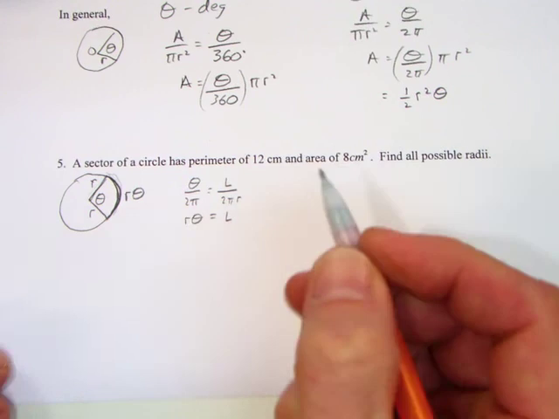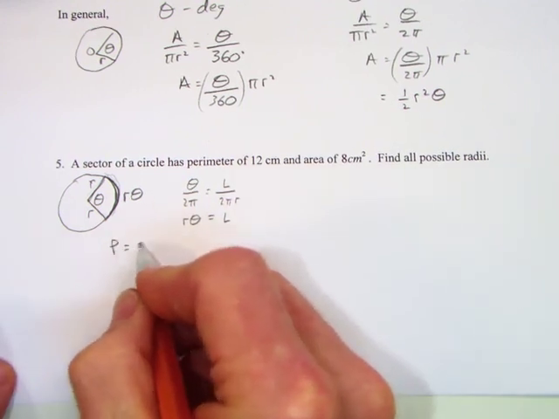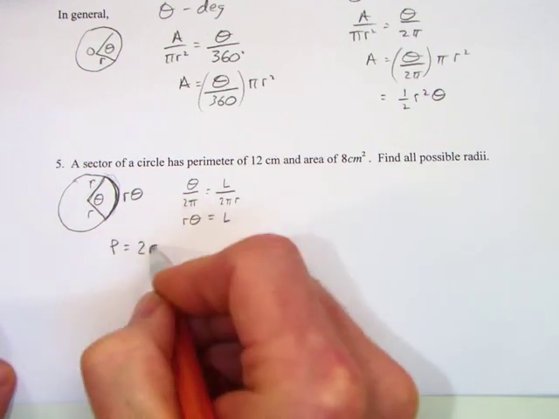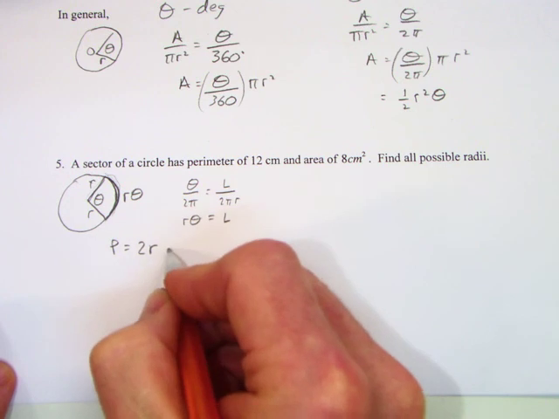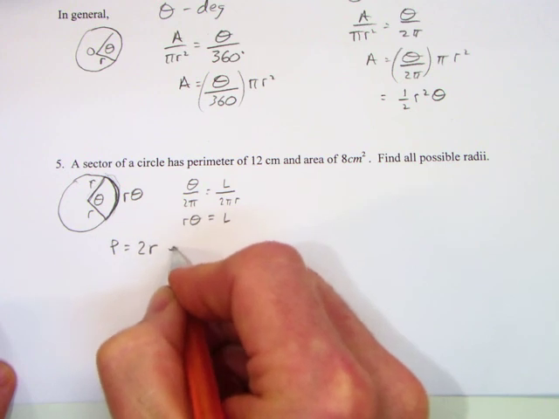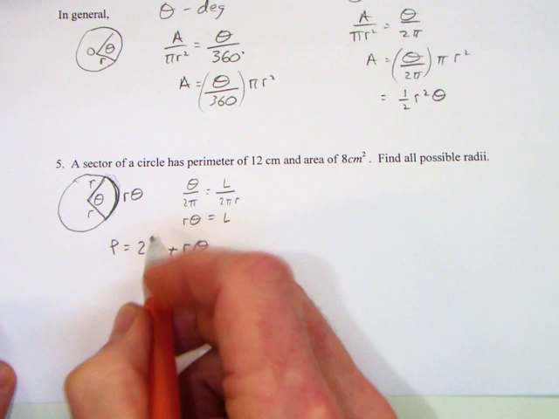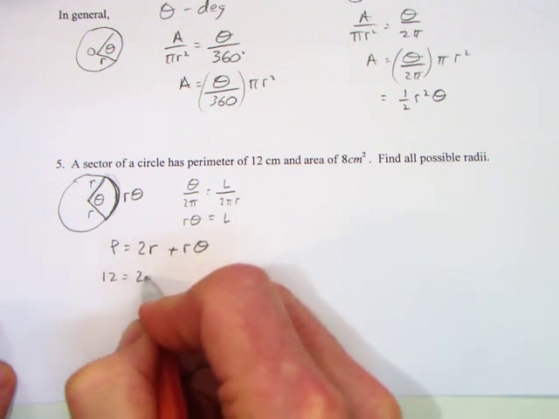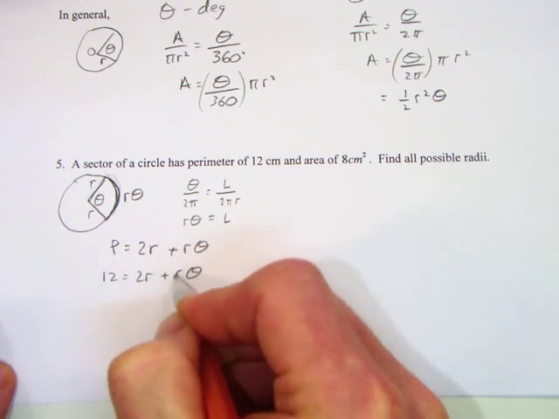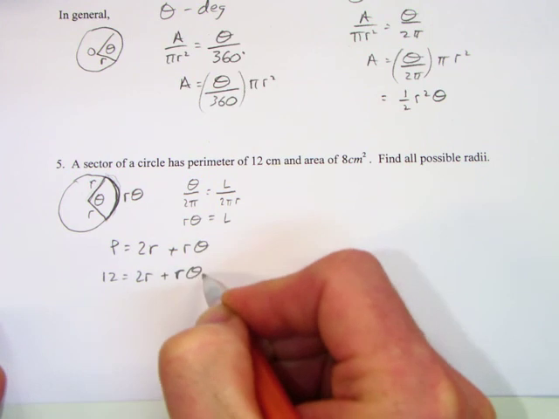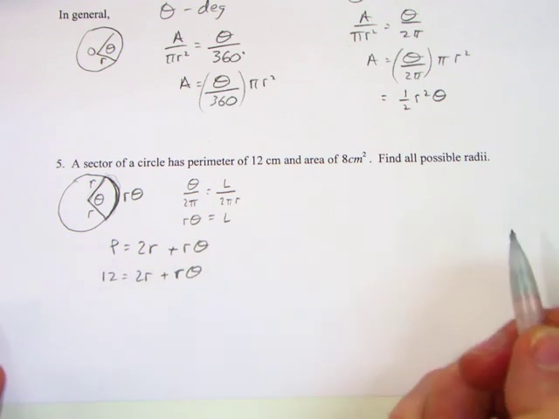So this length there is r theta, which says our perimeter of this sector, actually of any sector like this, would be 2r plus r theta. And we know our perimeter is 12. So we have some equation. Now what do we notice on here is we have two variables. We have r and theta.